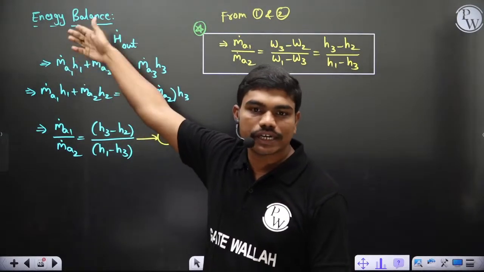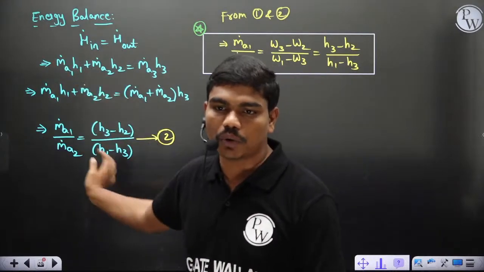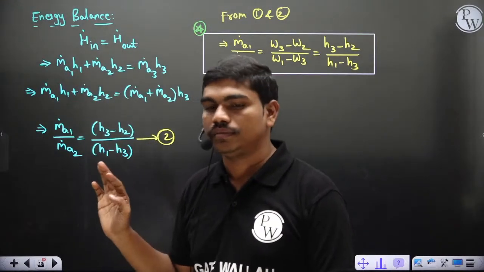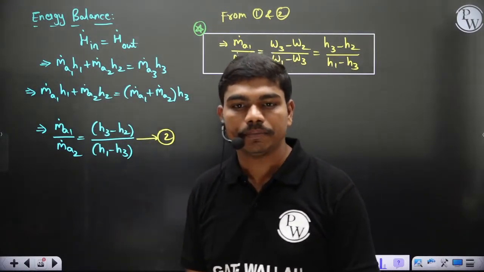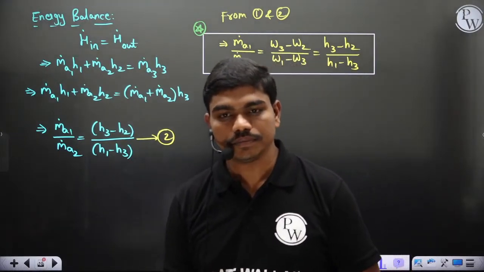Q is 0, W is 0, delta K, delta P is 0, then delta H has to be 0, H inlet has to be equal to H outlet. That's it, okay. Clear to all of you?